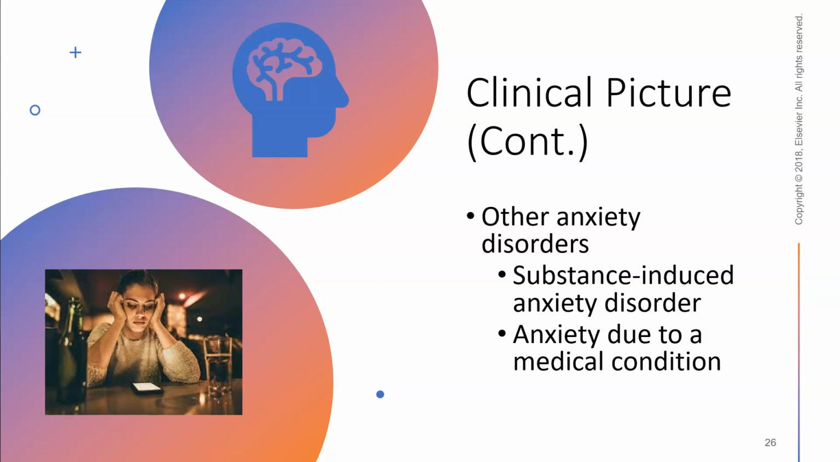Anxiety due to a medical condition. If we have someone who has hyperthyroidism, hyperthyroidism can often look like anxiety and panic attacks, especially in women who tend to be middle aged. So we need to be aware that the anxiety could have a secondary cause, right? A primary cause of anxiety would be I'm anxious just because I have true anxiety. A secondary cause of anxiety is I have hyperthyroidism, and the hyperthyroidism is causing it to present like anxiety.